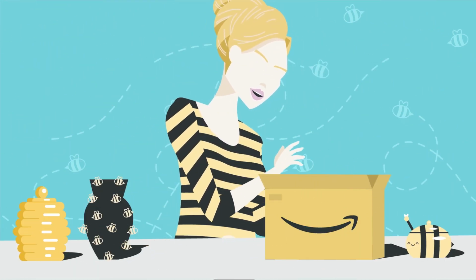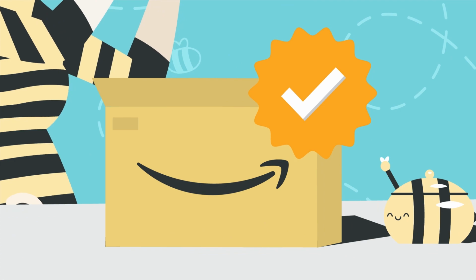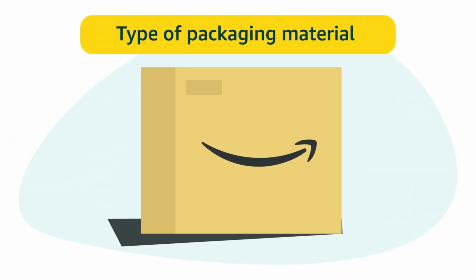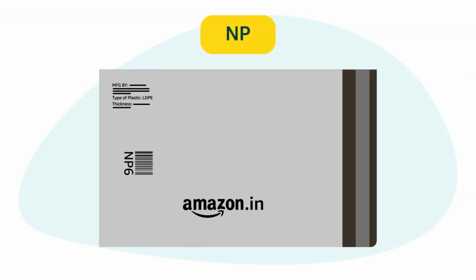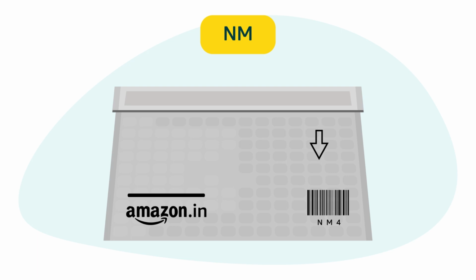To ensure that your customers get the item in perfect condition, select the right kind of packaging material for shipment. Let's understand the types of packaging materials typically used in shipment of FBA orders. NP, it's a simple poly bag followed by a number, for example NP6. NM, it's a poly jiffy layered with bubble wrap at the inner surface for better protection.